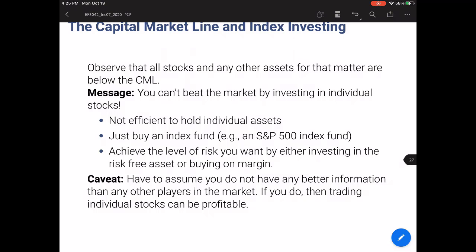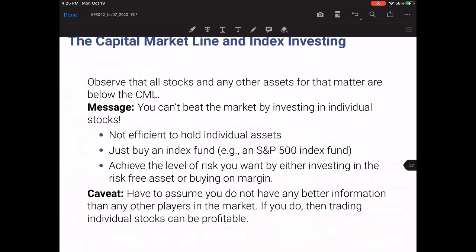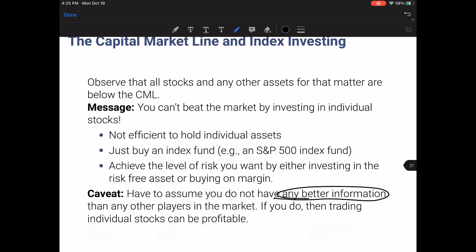Right? So as I state here, you have to assume you don't have any better information than the other players in the market, and if that's the case, you can be profitable. But if those assumptions were holding, then you're better off simply buying an index fund. So this is basically what finance practitioners and academics have been preaching for the last, I would say, maybe 50 to 80 years. Okay.